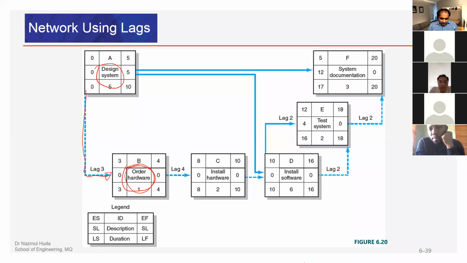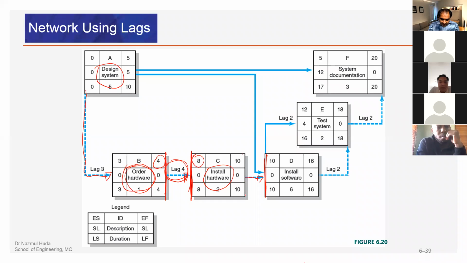Then if you look at installing hardware somewhere here, this is from finish to start. There is a lag of 4. This is the early finish time, and this is the early start time. That means we have a lag of 4. So from finish to start, we now have a lag of 4.